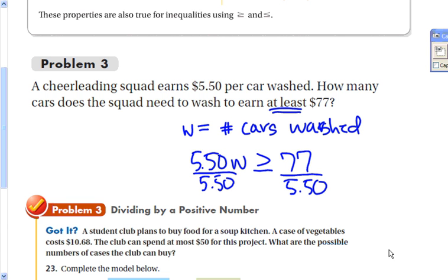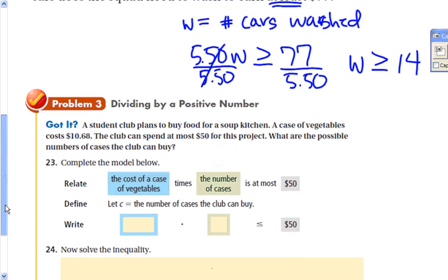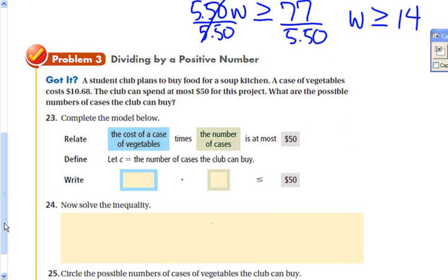And if we divide that out, we get W is greater than or equal to 14, which means they must wash at least 14 cars to earn that amount of money. Go ahead and do problem 3. Check back for the answers.